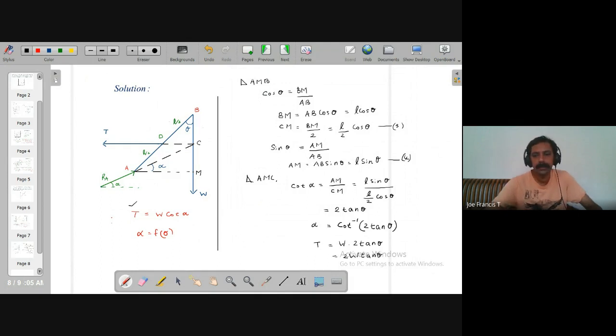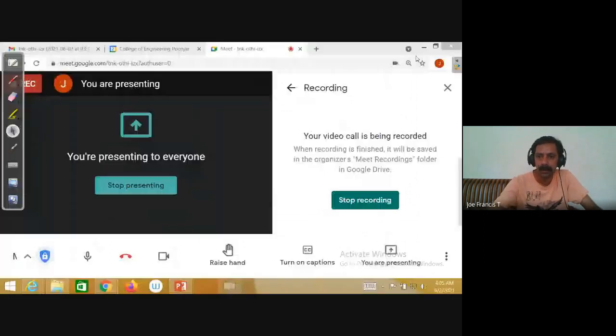So these are the two answers. The first question was the tension in the string, that is 2W tan theta. And what is the direction of the reaction? That is alpha. Alpha is cot inverse 2 tan theta. This is a very interesting problem, and it used to come for exams. Okay, thank you. I'll just stop it here for the day.